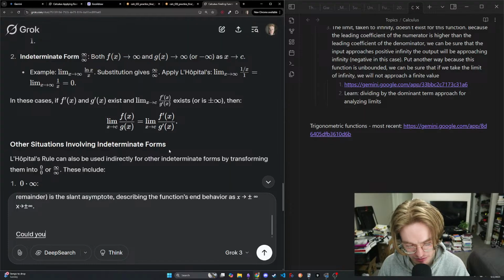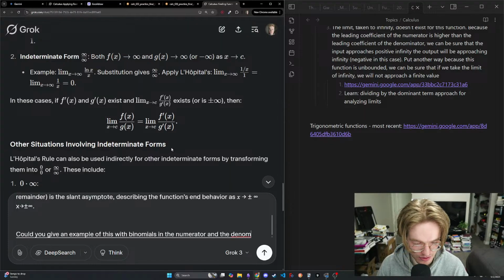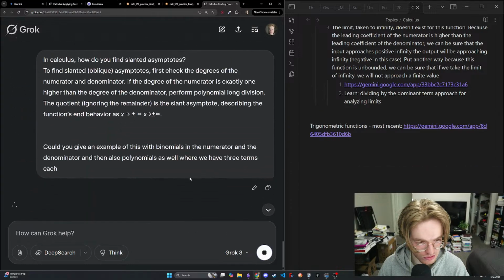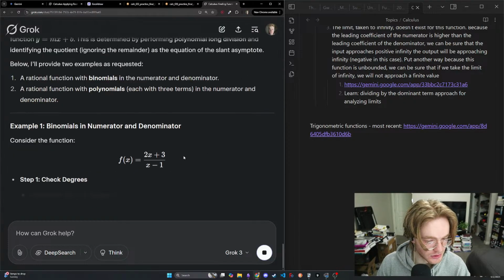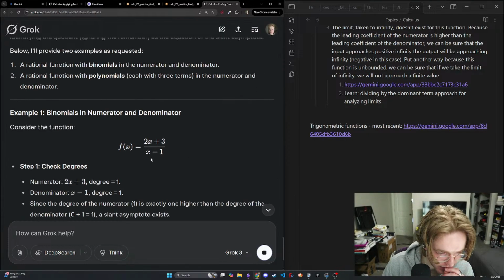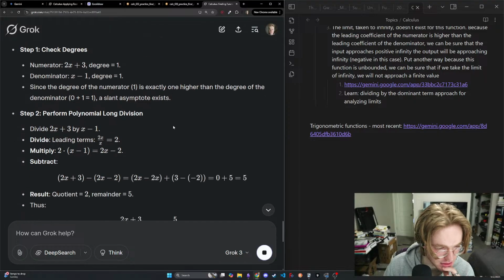Could you give an example of this with binomials in the numerator and the denominator, and then also polynomials as well, where we have three terms each? Okay, yep, same term. Maybe I just need to know how to calculate degrees here.